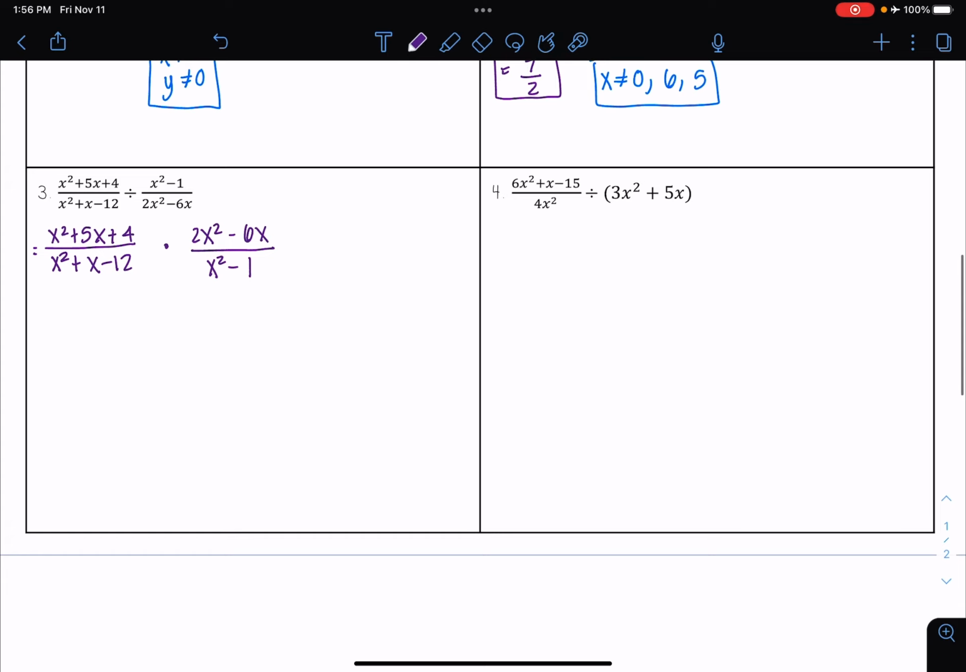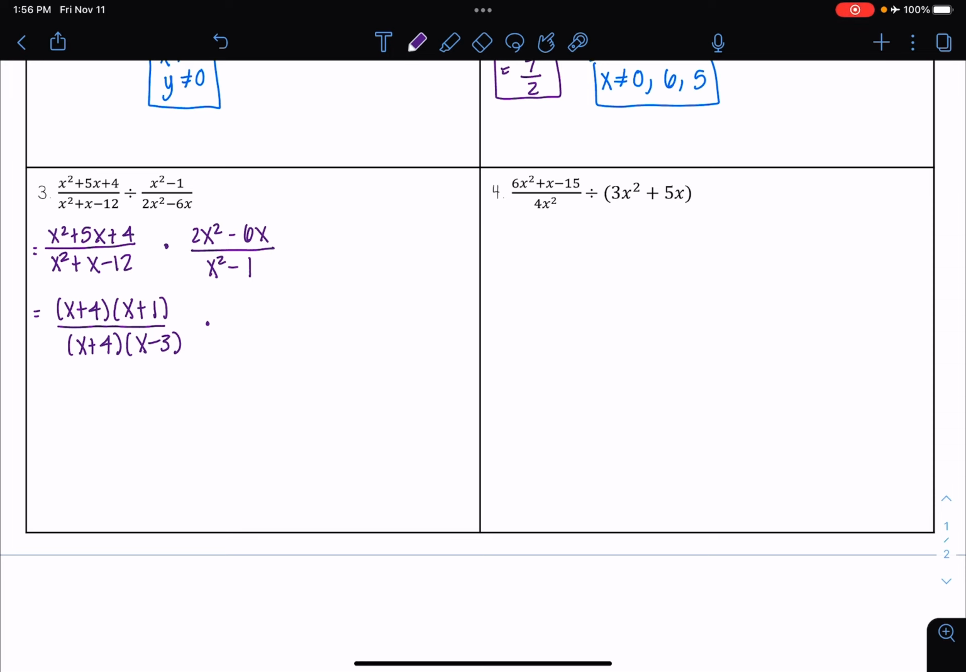So I'm going to make sure I factor everything. So factoring the top of this first fraction, I get x plus 4 times x plus 1. Factoring the bottom, I get x plus 4 times x minus 3.